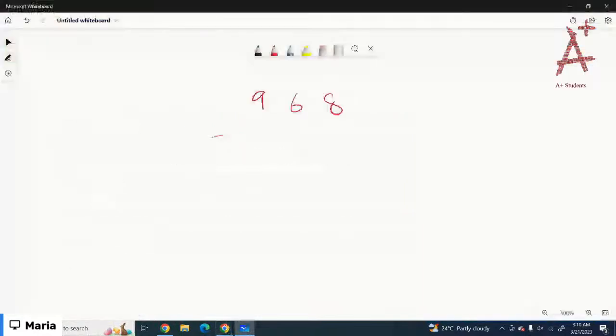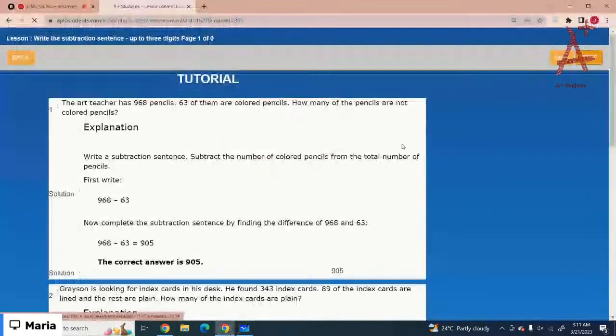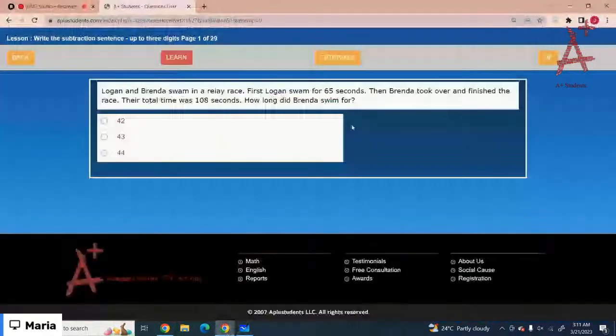968 minus 63. You have to start subtracting from the ones digit. So 8 minus 3 is 5. 6 minus 6 is 0. And here you have 9. That means out of 968, 905 pencils are not colored. Got it? Let's start with the practice questions.